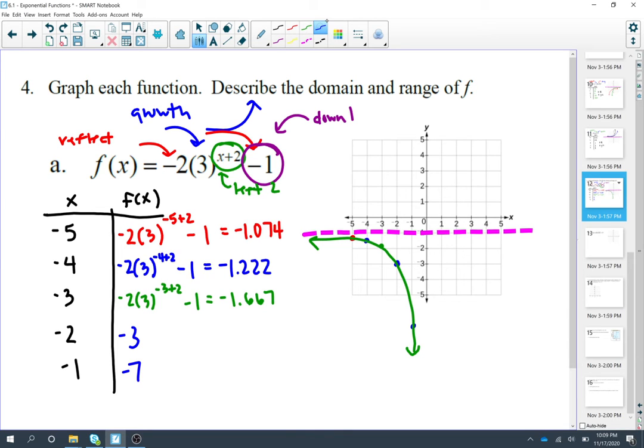Then for our domain and range, it's not going to affect your domain. Your domain is still all real numbers. It still goes the whole way out to the left and the whole way out to the right. It's kind of hard seeing it go the whole way out to the right, but it does. But your range is what's going to get affected. So, low to high. This one still goes the whole way down, but instead of coming up to 0 like it used to, now it's only going to come up to like the -1. So this is y is less than -1.